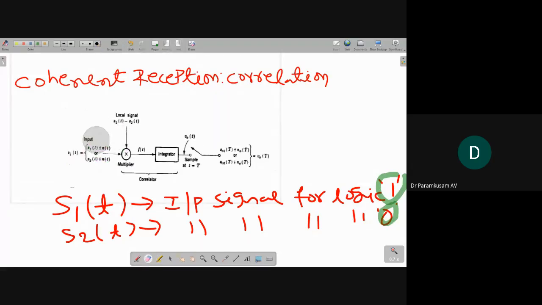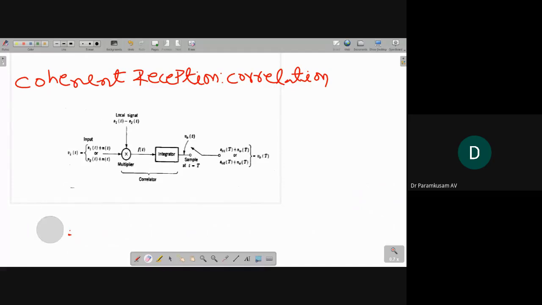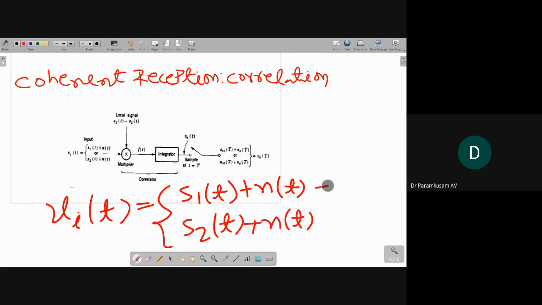So that is about the input signal. What is Vi of t? Vi of t is equal to either S1 of t plus some noise signal N of t, or S2 of t plus some noise signal N of t. This is for logic 1, this is for logic 0.